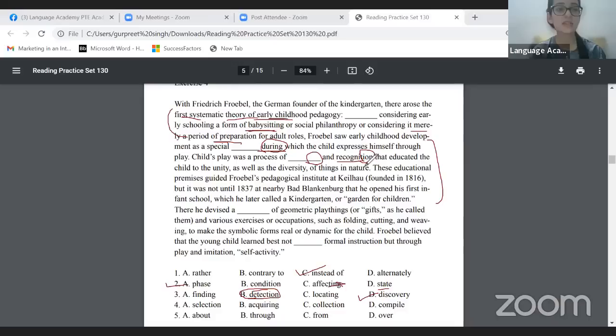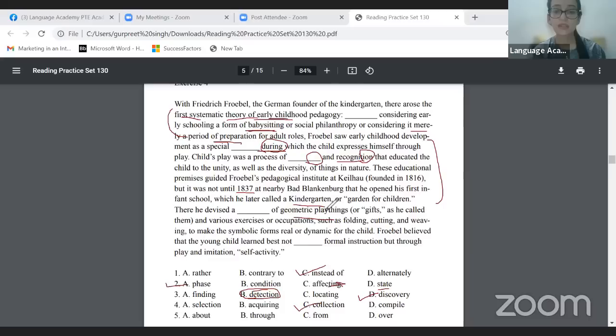So these educational premises guided Froebel's pedagogical institute at this place, but it was not until 1837 at nearby Bad Blankenburg that he opened his first infant school, which he later called a kindergarten or garden for children. There he devised a collection of geometric playthings, or gifts as he called them. So at a kindergarten school, there will be a collection of playthings. There won't be a selection of playthings, rather it will be a collection of playthings.